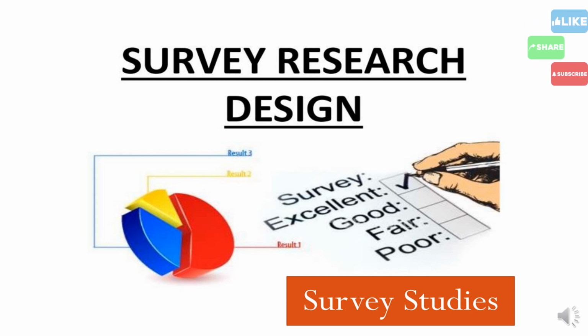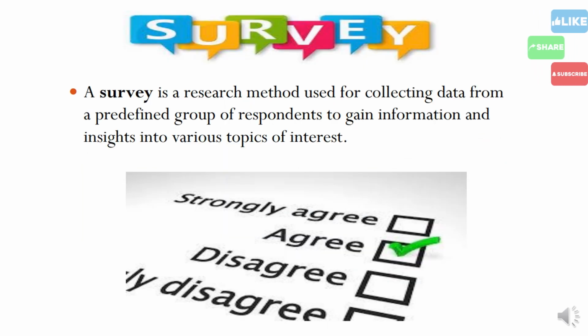So they have different types of surveys. A survey is a research method used for collecting data from a predefined group of respondents to gain information and insight into various topics of interest. So they have strongly agree, disagree, or very strongly disagree.